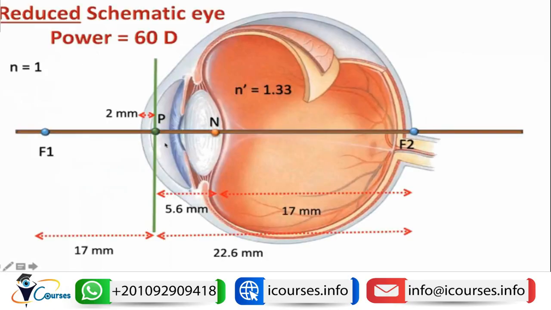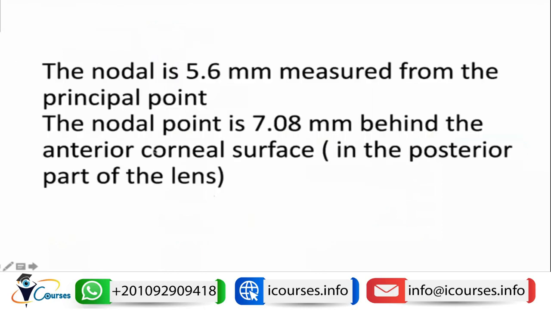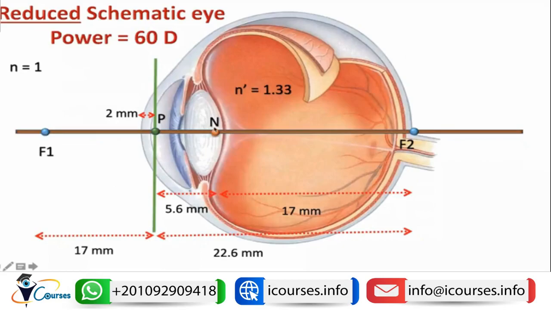This is important: F2 is located on the retina, which is about 22.6 millimeters behind the principal point, or 24.6 millimeters behind the anterior corneal surface. The nodal point is 5.6 millimeters behind the principal point, or 7.6 millimeters behind the anterior corneal surface. Again, the nodal point here is 5.6 millimeters behind the principal point, or 7.6 millimeters behind the anterior corneal surface.